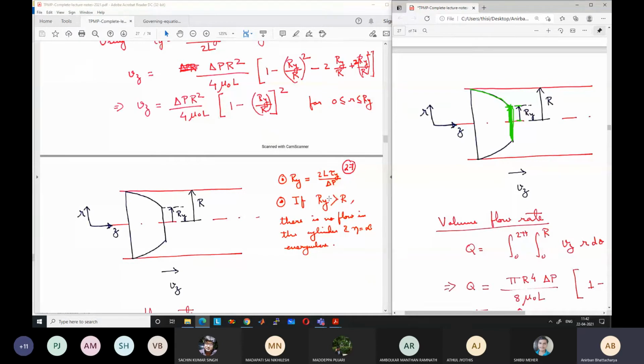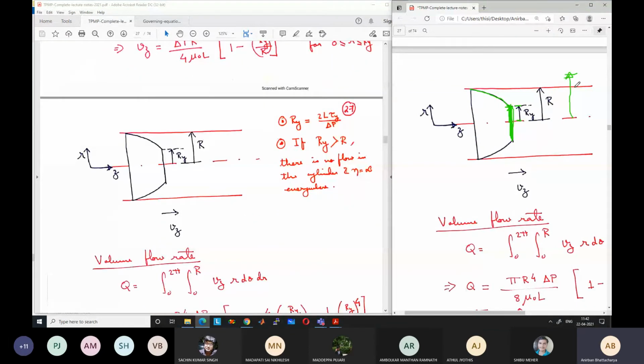if the critical radius comes out to be greater than the capital R, so for some reason say this is the critical radius, then the entire cylinder is within the critical radius. So there cannot be any flow within the cylinder. So eta is equal to infinity everywhere within the cylinder, and there is no flow. If you increase the pressure difference to a larger value, ry will reduce and there can be flow within the cylinder. Otherwise, there won't be any flow within the cylinder.